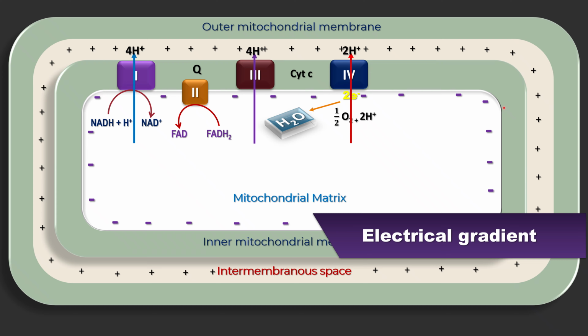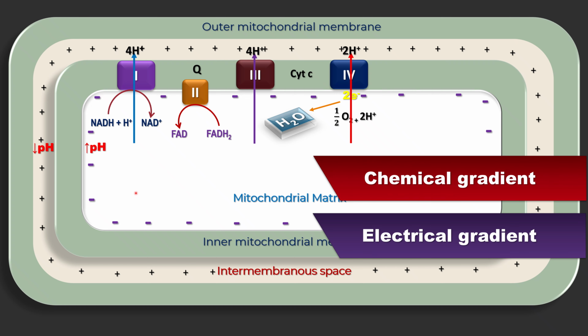So this is called electric gradient developed across the inner mitochondrial membrane. Also, there is a chemical gradient because there is lower pH in the intermembranous space and higher pH towards the matrix side. So this is creating a chemical gradient. Together we can call it an electrochemical gradient, as a result of the transfer of electrons across various complexes and pushing protons to the intermembranous space.